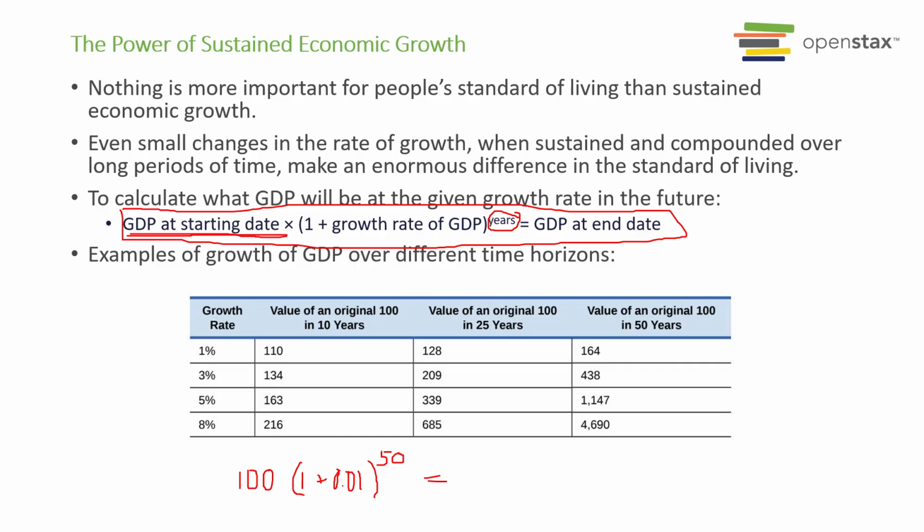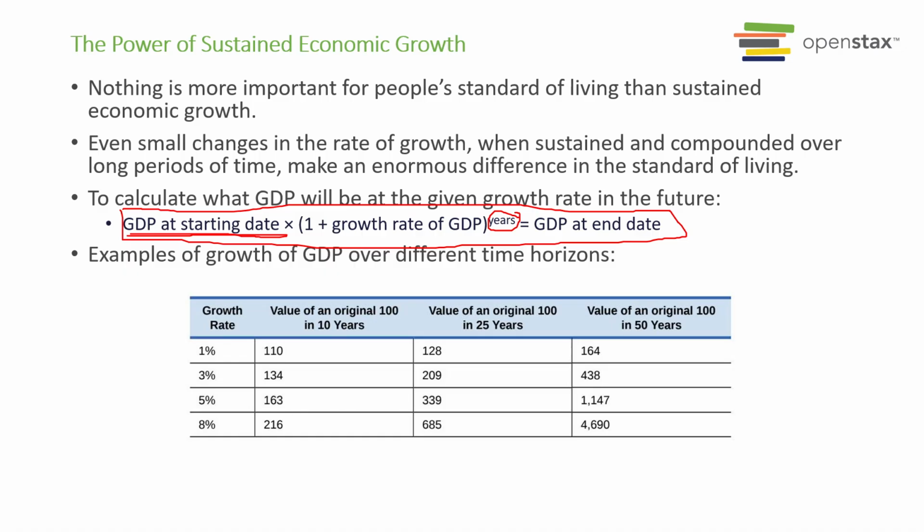And that equals 164. Okay, so that's just with 1%, which is a very low number actually when it comes to economic growth. We said it was closer to 3% in the United States, 2% more recently. Now look what happens when we go from 1% to 3% to 5% to 8%. It's not much difference here. We go up by 2%, up by 2%, up by 3%.